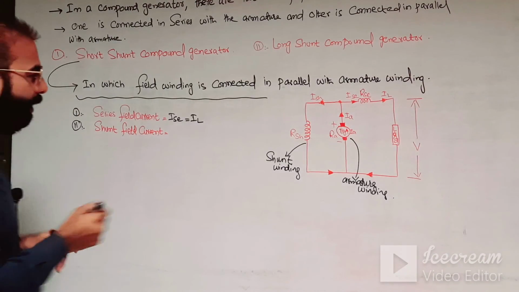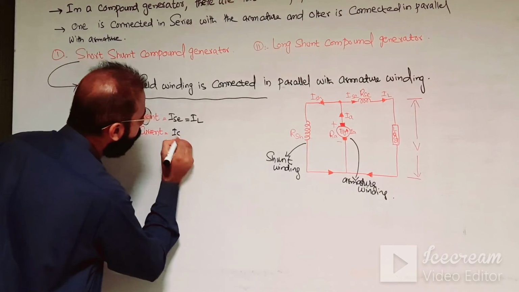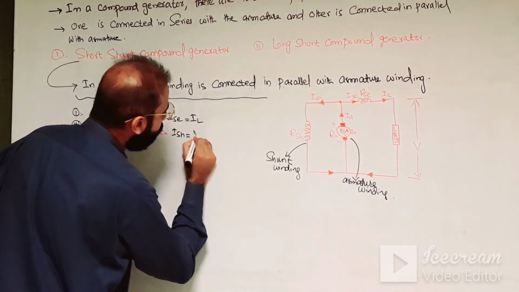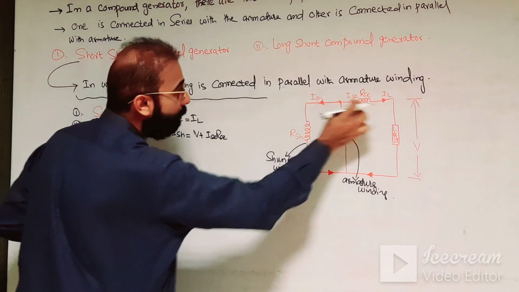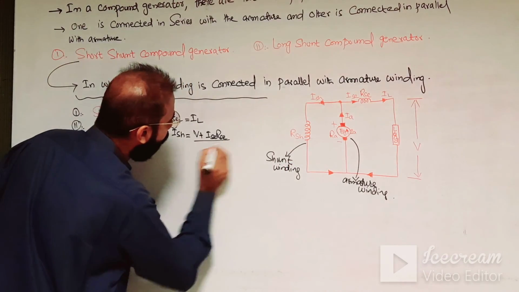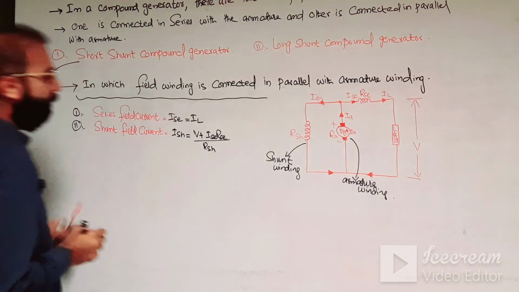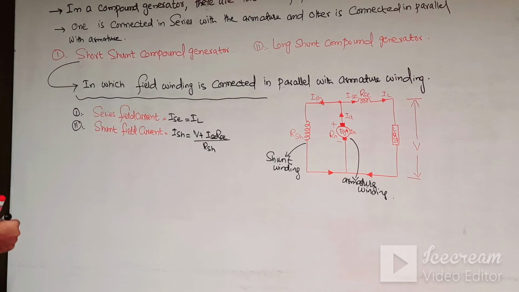Now, the shunt field current, here you can see this is the shunt field current. The shunt field current is equal to the terminal voltage plus IaRa, divided by the resistance of the shunt field winding. So, this is the resistance of the shunt field winding.